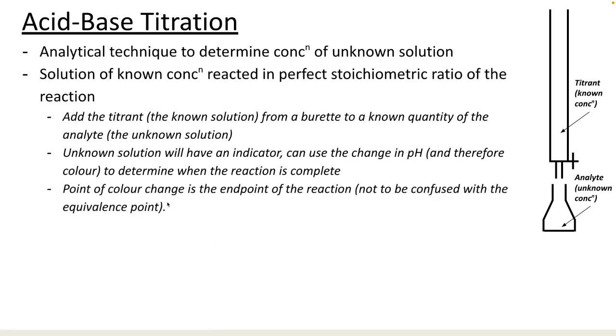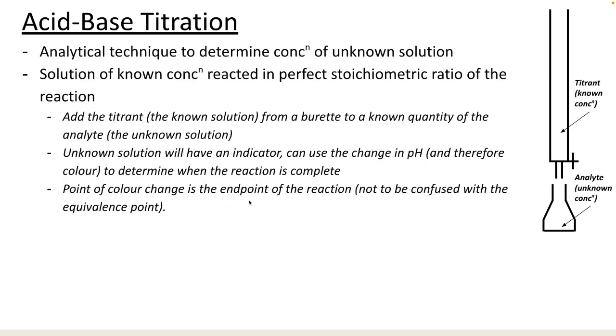What have we got here? The point of color change is the end point of the reaction. So when we've added the titrant to the analyte where we see a color change, we can call that the end point. Don't get this confused with what's called the equivalence point. We'll talk in depth a couple of times about the differences between these. Very similar sounding names, but two different things they're describing.